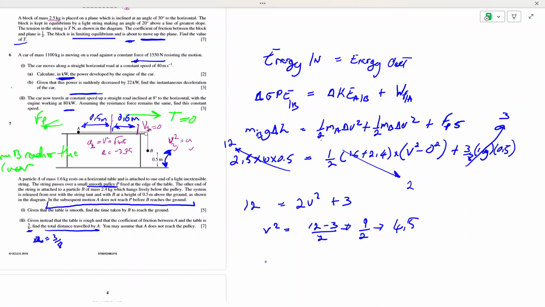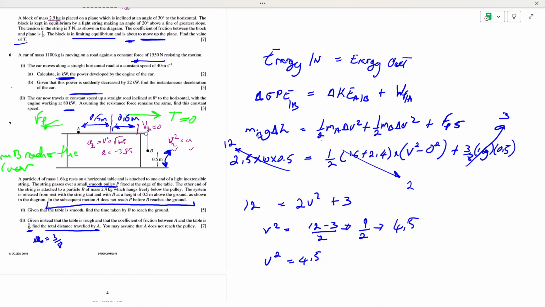So this is the velocity squared of A after a distance of 0.5 meters, after all of the gravitational potential energy that B had has been used up, has been converted to kinetic energy of B and kinetic energy of A, and also there's work done against friction. So after that distance of 0.5 meters, the final velocity squared for A is going to be equal to 4.5, right?